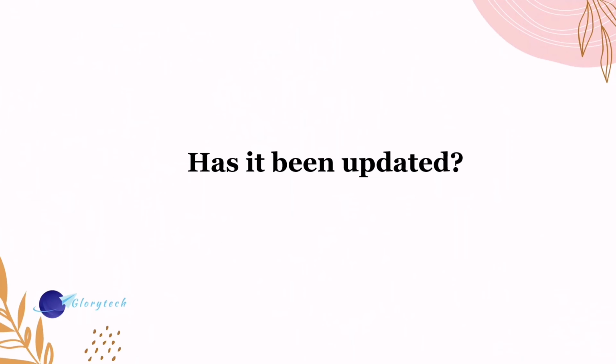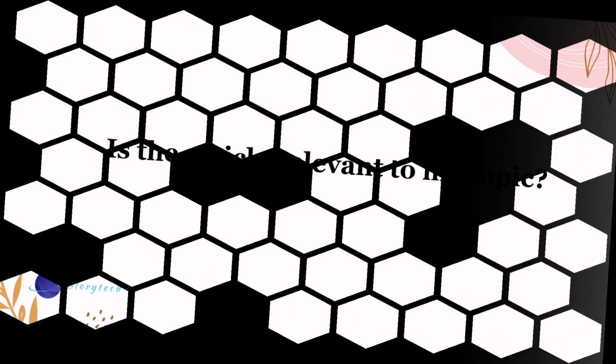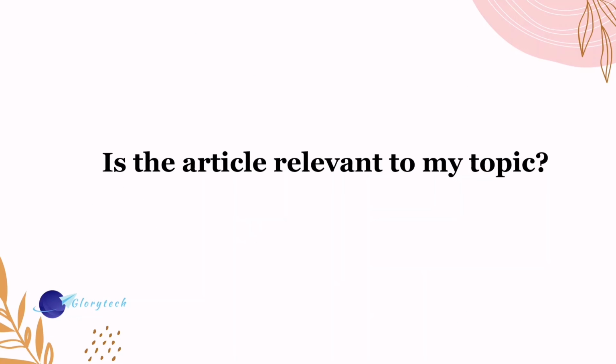Has it been updated? Even the best intentioned researchers make errors. When this happens or new research emerges that refutes previous findings, articles are frequently revised to fix errors. This can be a sign of a dedicated researcher and provide credibility to a publication. Nevertheless, too many corrections might throw doubt on the paper's veracity. Is the article relevant to my topic?